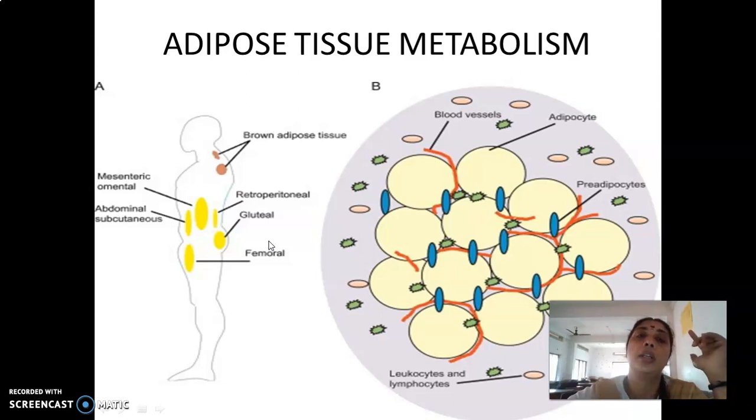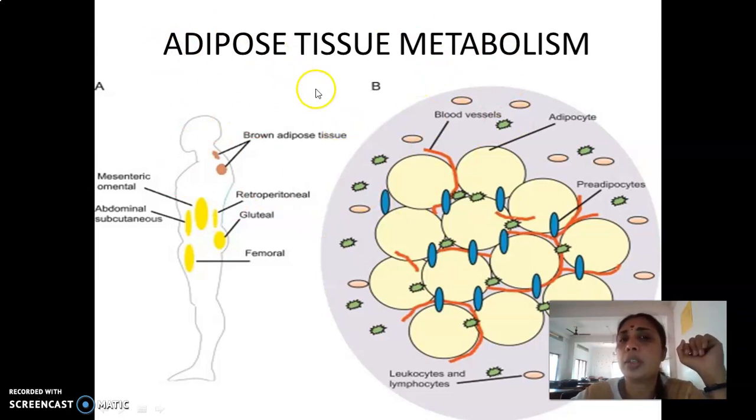Clear. Now we are going to study adipose tissue metabolism. How do we know that the fat stored in the adipose tissue, that is the TG stored in the adipose tissue, is meant for the production of energy? So how is the energy produced, or how are TG synthesized and catabolized in the adipose tissue? That will be dealt with in adipose tissue metabolism.